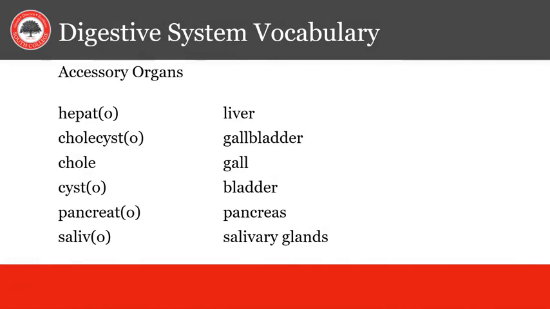There are accessory organs to the digestive system, and they too have root terms to know. Hepato refers to the liver, cholecysto to the gallbladder. Chole refers to the gall, and cysto refers to the bladder. We will see cysto again in the urinary system, pancreato to the pancreas, and salivo to the salivary glands or saliva.